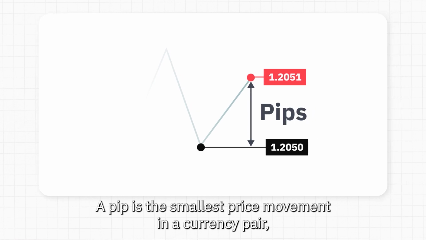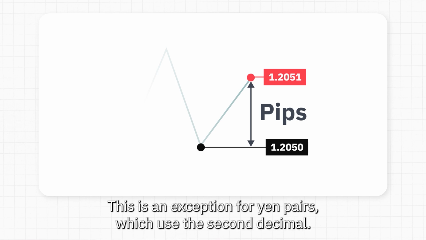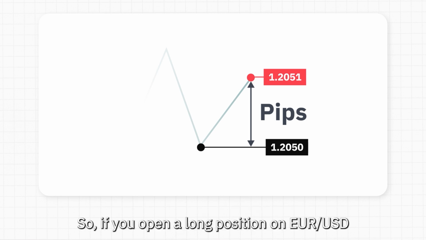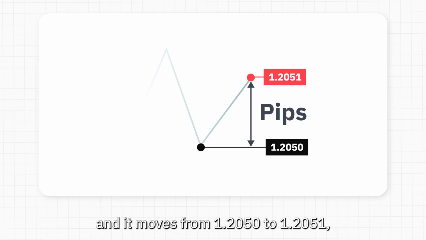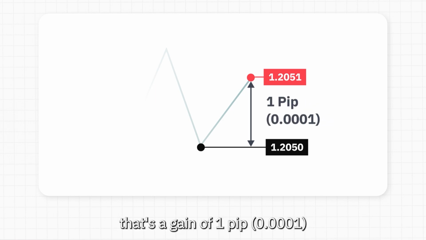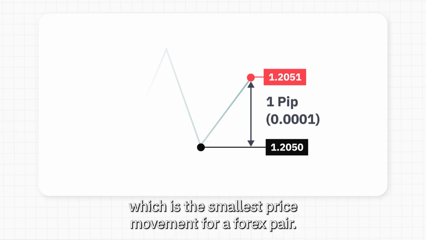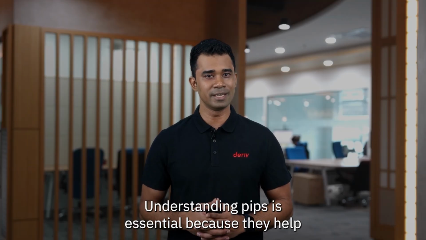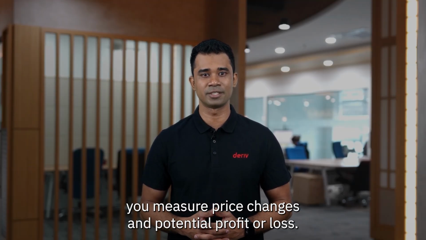A pip is the smallest price movement in a currency pair, typically the fourth decimal place in a currency pair. This is an exception for yen pairs, which use the second decimal. So, if you open a long position on Euro USD and it moves from 1.2050 to 1.2051, that's a gain of 1 pip, 0.0001, which is the smallest price movement for a Forex pair. Understanding pips is essential because they help you measure price changes and potential profit or loss.